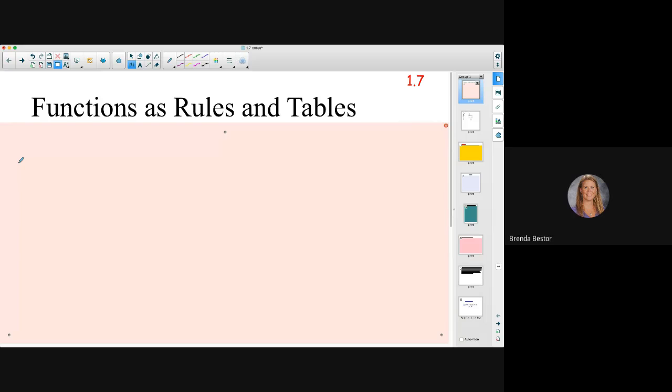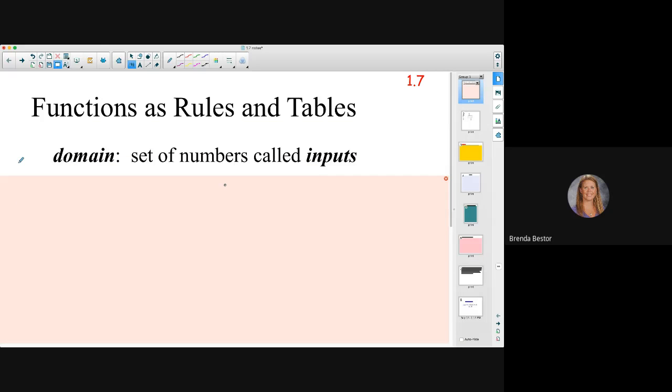Okay, functions and rules and tables. There's some vocabulary that's going to go with it. And again, the vocabulary is not because you're going to have a vocabulary test. The vocabulary is because you are going to be asked to do some certain instructions, and there will be directions given to you. And if you don't know the vocabulary, then you're not going to know how to do it.